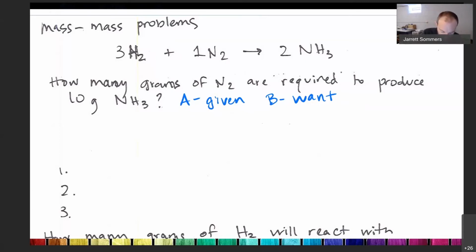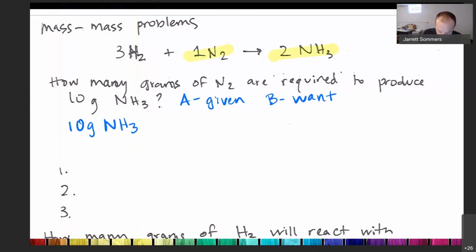So always start with what you're given, which in this case is 10 grams of NH3, given to us in the problem. And in this particular problem, I'm going from grams of NH3 to grams of N2. Sort of like saying, I want to make 10 cakes. How many grams of sugar do I need? Same idea. In this case, the cake is ammonia and the sugar is nitrogen. Okay, I'll stop talking.